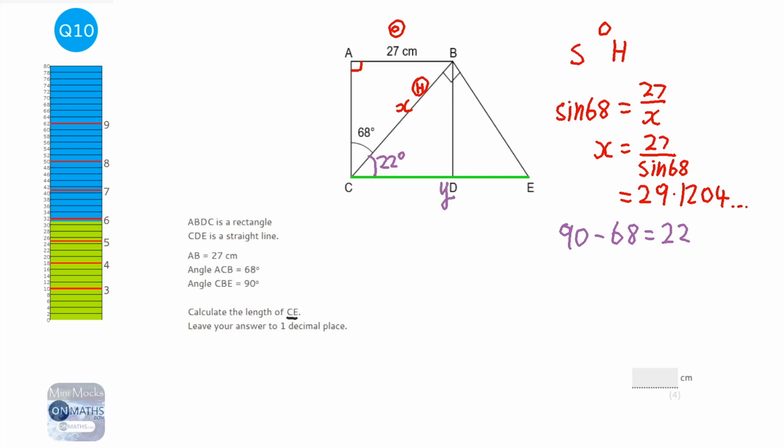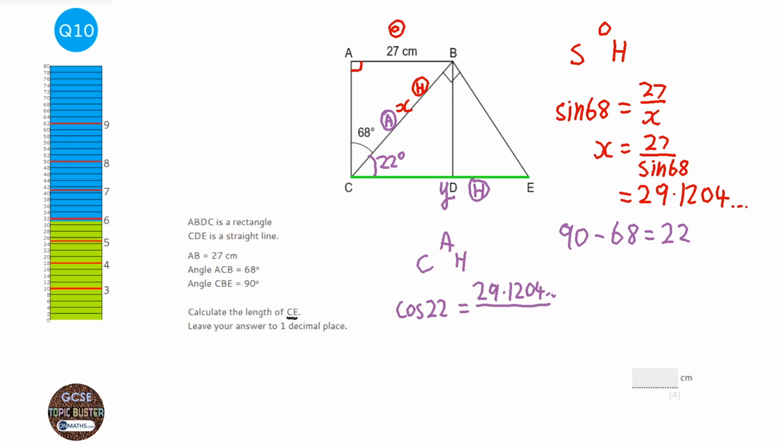I'm going to call CE y. And what have I got? I've got the adjacent here, and I've got the hypotenuse because this is opposite the right angle. So this time I'm going to be using cos, so it's CAH: cos 22 equals 29.1204 and so on, over y.